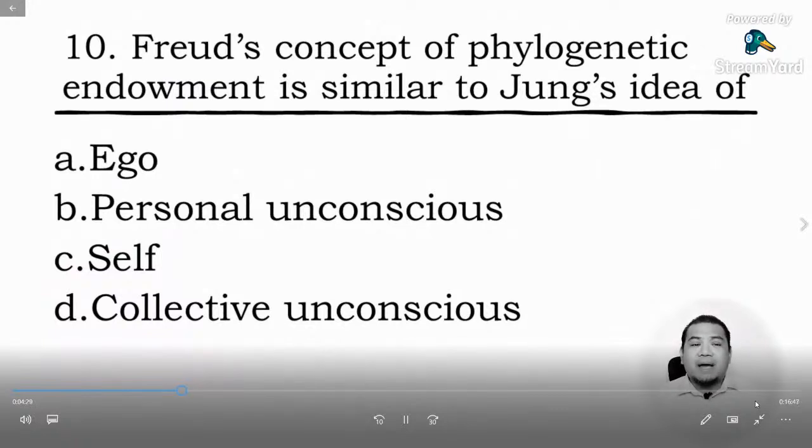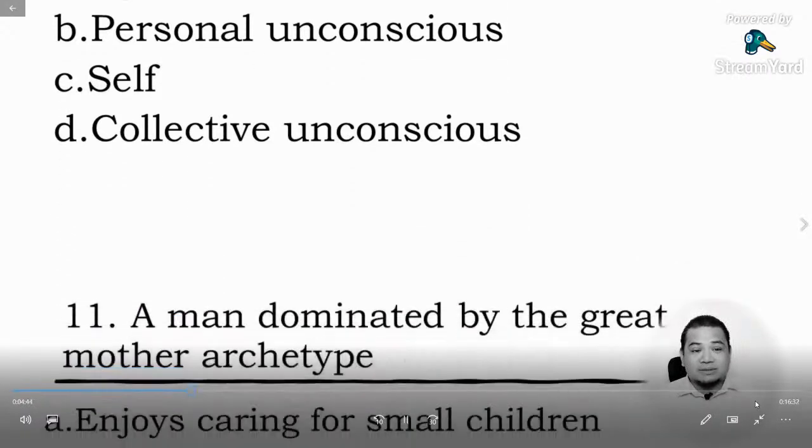Number 10. Freud's concept of phylogenetic endowment is similar to Jung's idea of A. Ego. B. Personal unconscious. C. Self. Or D. Collective unconscious.